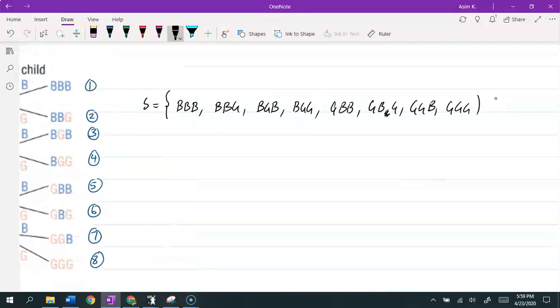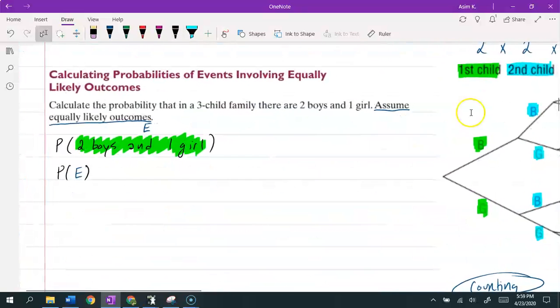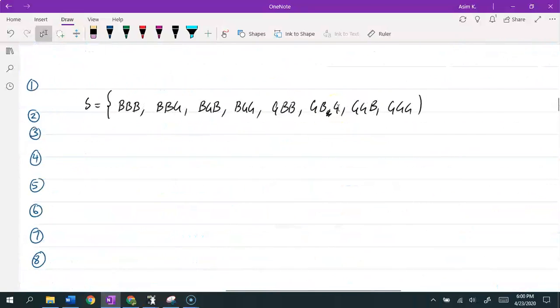Okay. Now, what was the question? The question was, what are the chances that you have 2 boys and 1 girl? Okay, now let's go to our sample space.